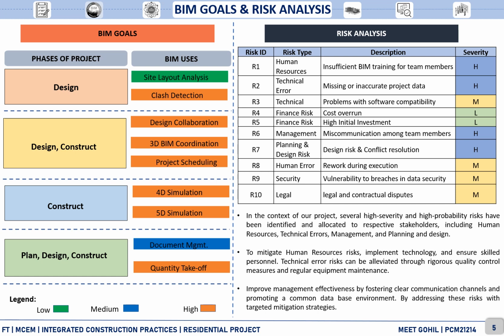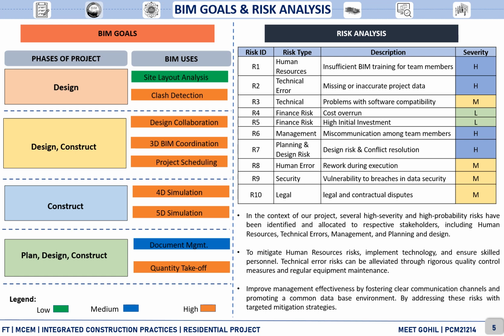In design phase, the BIM uses are site layout analysis and clash detection. In design and construction, both the phases, the BIM uses will be for design collaboration, 3D BIM coordination, and project scheduling. In construction phase, BIM will be used for 4D simulation and 5D simulation. In planning, design, and construction, all the three phases, BIM will be used for document management and quantity takeoff.